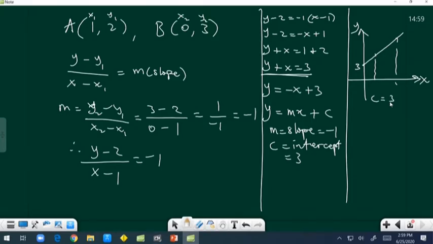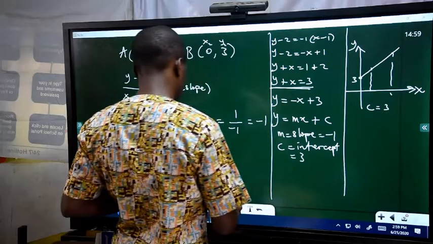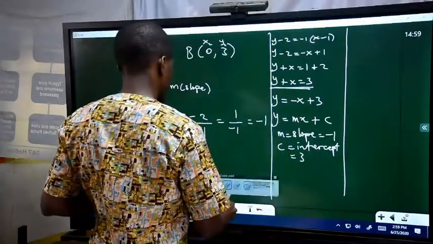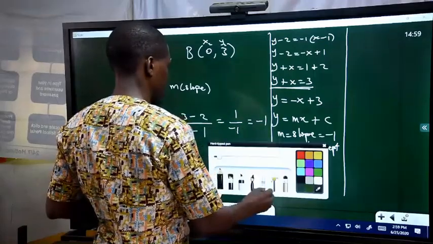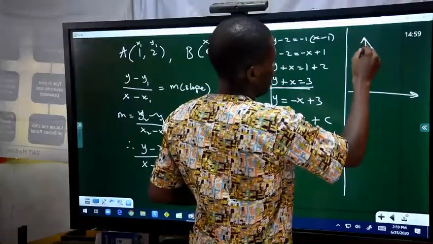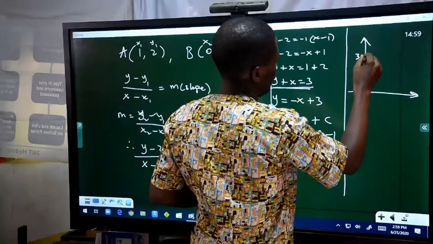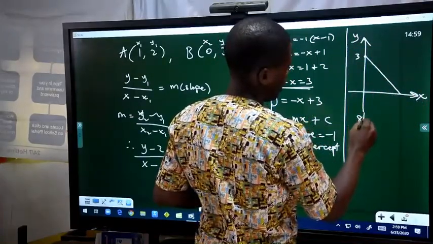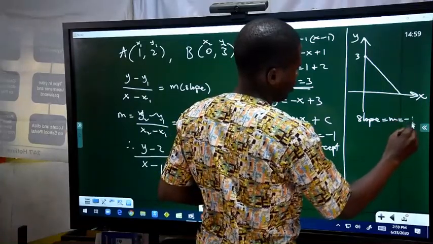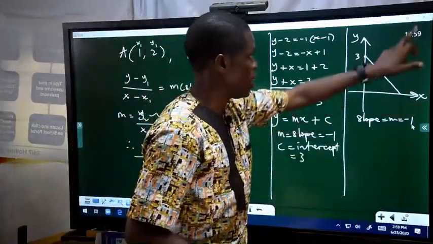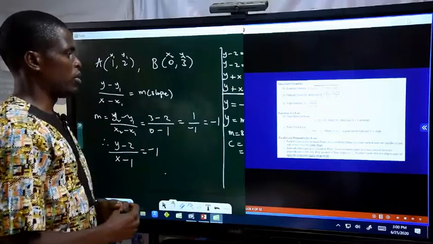That's the line. Okay, but because it's sloping downward, we may not have it this way. So let's have it in the other form. Since the slope is negative, it will slope down. So we have 3, then it slopes down in this form since the slope is negative. So since the slope is negative, the graph will slope down. So we have the equation of a line using the slope concept and the intercept concept.